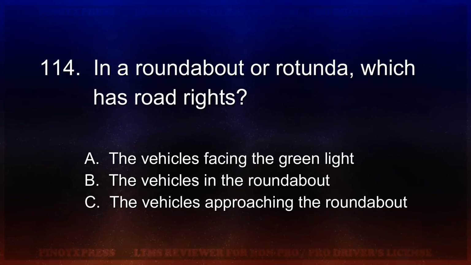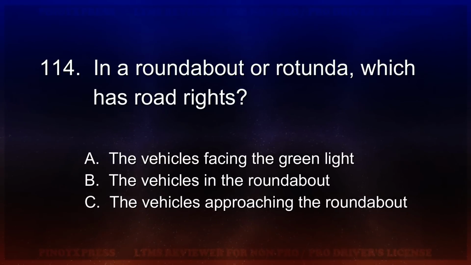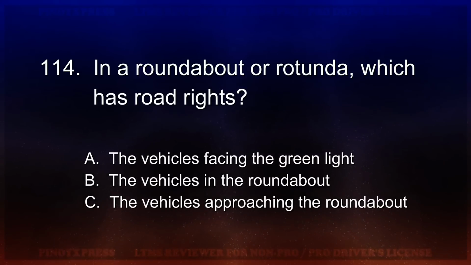In a roundabout or rotonda, which has road rights? A. The vehicles facing the green light. B. The vehicles in the roundabout. C. The vehicles approaching the roundabout. The correct answer is letter B.